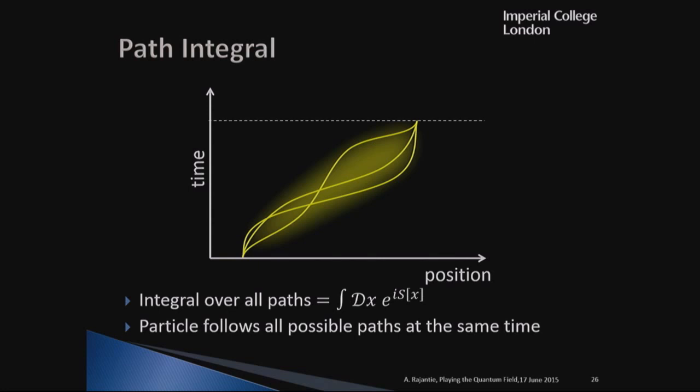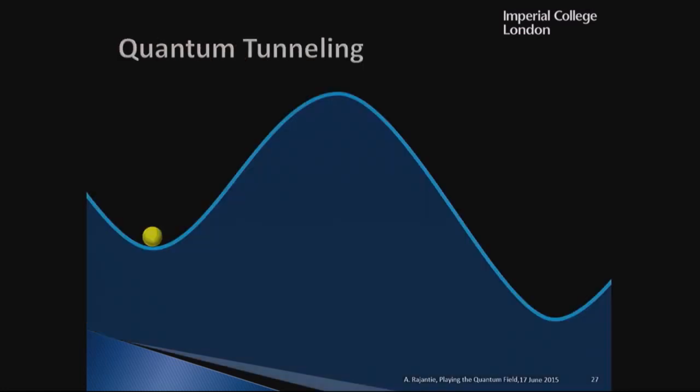So in some sense, in quantum mechanics, the particle doesn't have a well-defined position, doesn't have a well-defined path that it takes from one point to another, but it follows, in some sense, all possible paths at the same time, and you have to sum them in this very specific way.